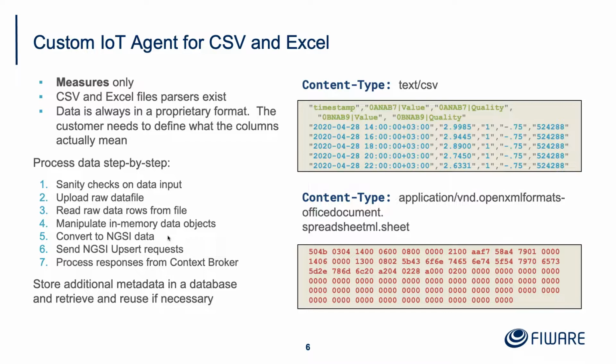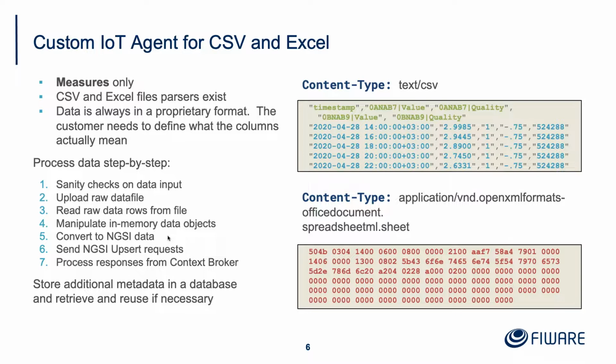If you're talking about a massive file, you might need to use some sort of streaming techniques, for example. Having done that, I've now got my rows in my in-memory version of the CSV file. I manipulate it. I need to work out, okay, this column timestamp is going to be my observed at. This column value is going to be my value for my device. This quality is going to be metadata of my device, and so on and so forth. Then you convert this to an NGSI format, and finally you send upserts.